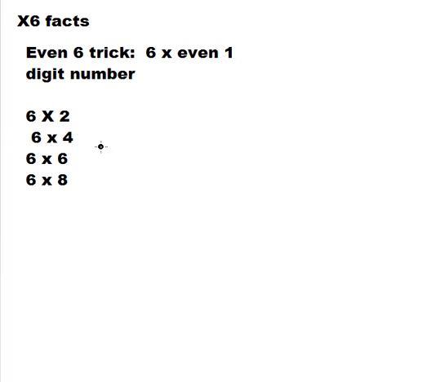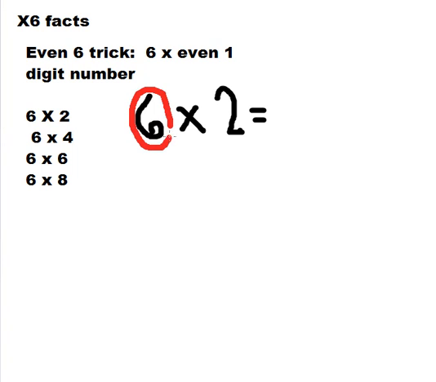All right, to do the even 6 trick, we're going to take half of the number that we have the action on. So let's start off with 6 times 2. This is where it gets really important that we mark the trick that we're doing. We're doing a 6 trick, so I'm going to circle the 6, and I'm going to underline the 2. I want to make sure I know which number I'm doing the action on. I'm doing the action on 2.